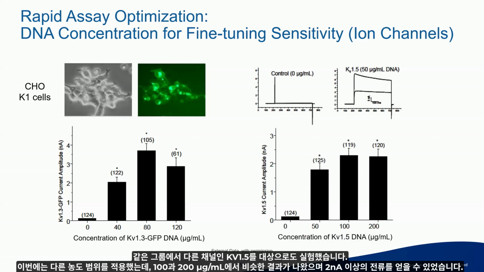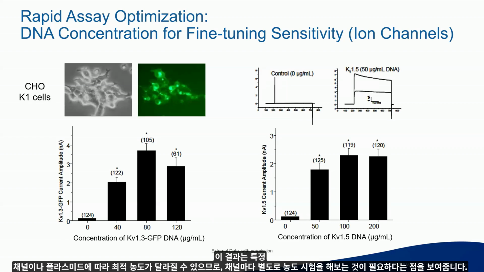And then in this other example from the same group, they did a different channel, KV1.5, and you can see that they titrated a different set of concentrations and got slightly different results, where around 100 and 200 micrograms per mL looked about the same, and they're able to get over 2 nanoamps of current. So this maybe just indicates that even though you titrate once with one channel, you might want to test a titration again with another channel in case you're getting problems, because it could be channel dependent or plasmid dependent.